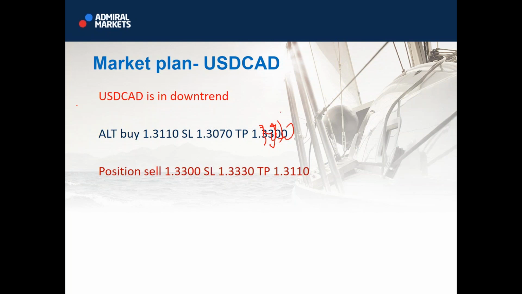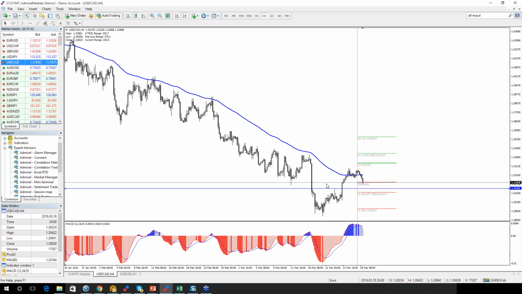No, it's not small. It's 40 pips. It's enough. Okay, like this. So 40 pips stop loss. Yes. Yes, it was correct. Ilya, yes, this is correct. 3110 long, 3070 stop loss, 3300 target. Okay, so it is clear, guys. I think it is. So this is dollar CAD setup, and sell is 3300.